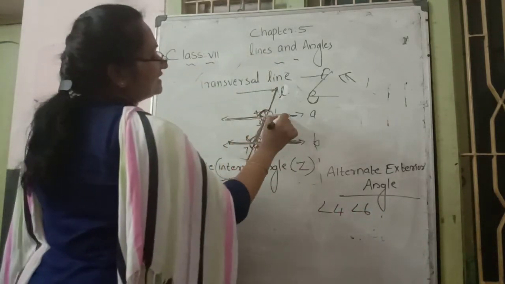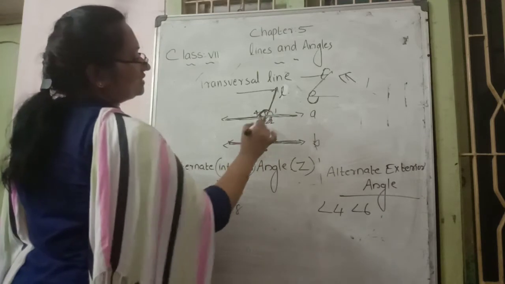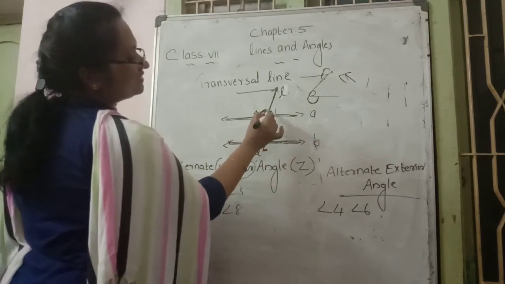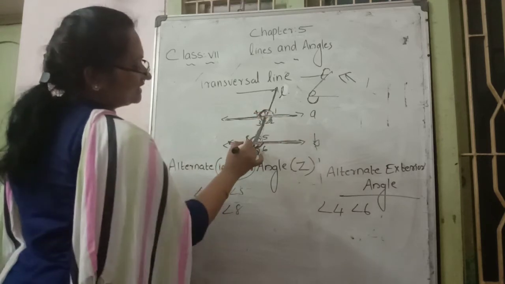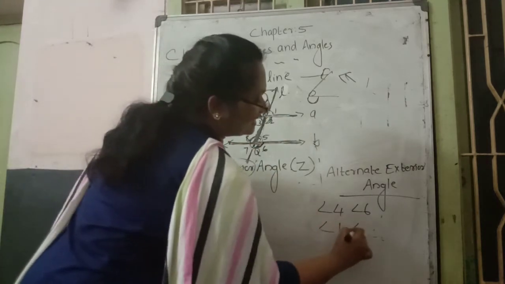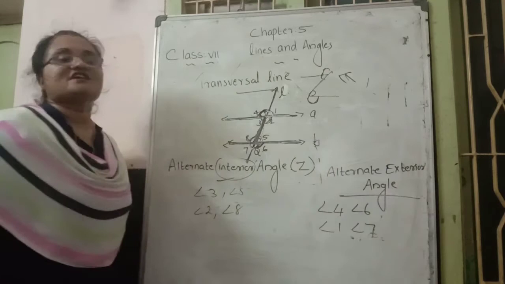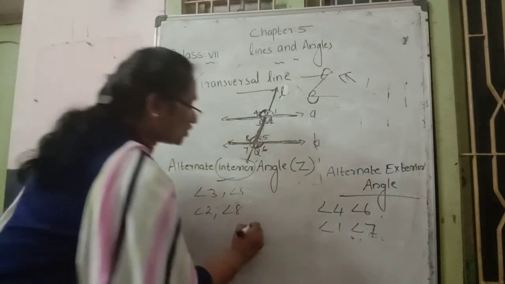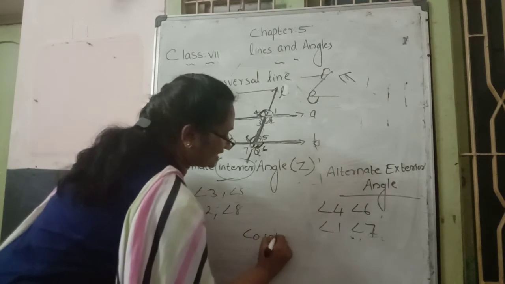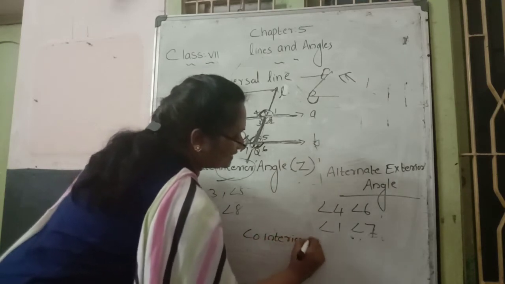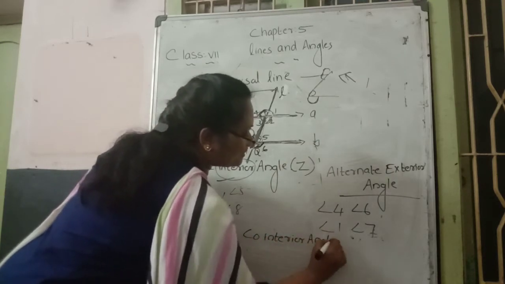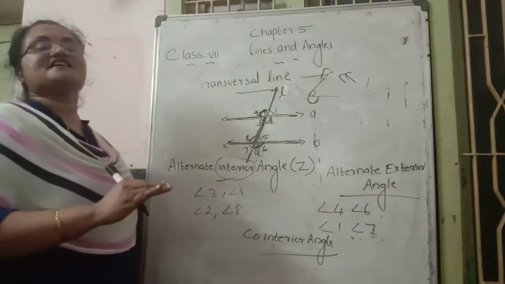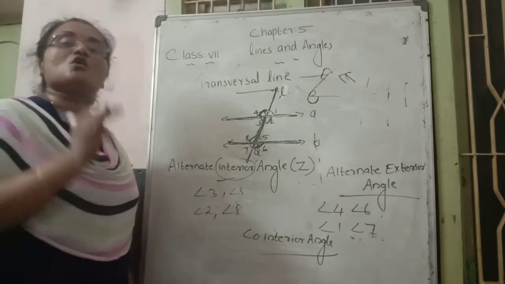Then next, on the right side, alternate exterior angle means which angles do we consider? Outside angles. Which are they? Angle 1 and angle 7 are the alternate exterior angles. Next is the co-interior angle. Co-interior angle means angles on the same side of a transversal line. We call it a co-interior angle.